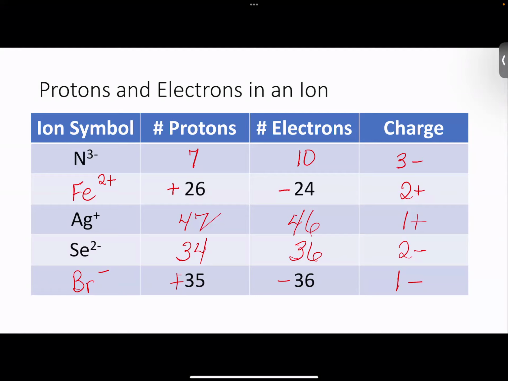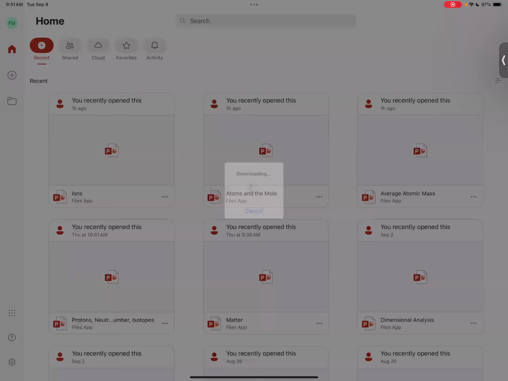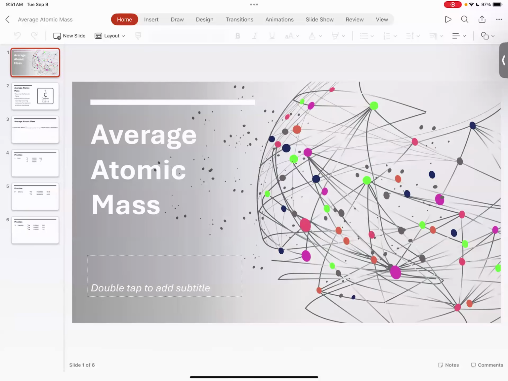Questions? Then let's move to the average atomic mass.